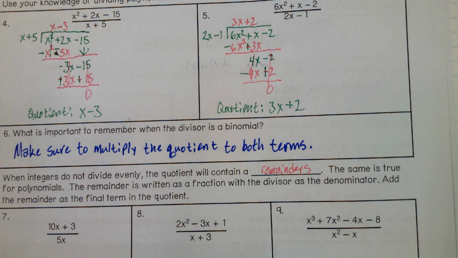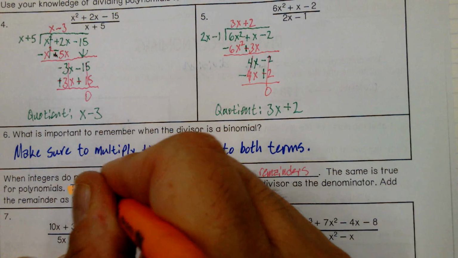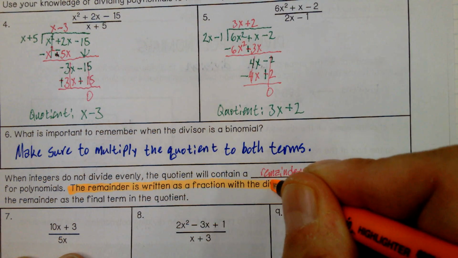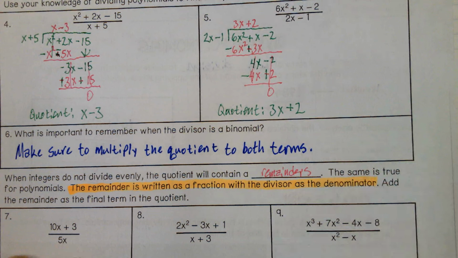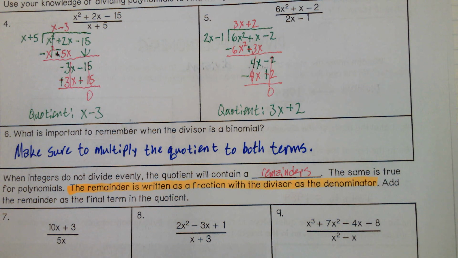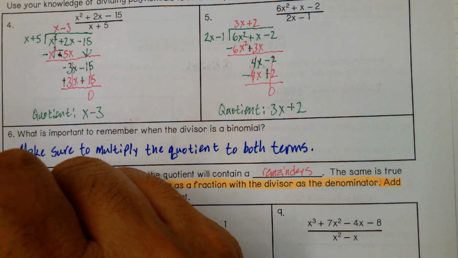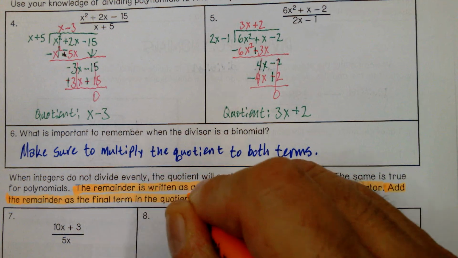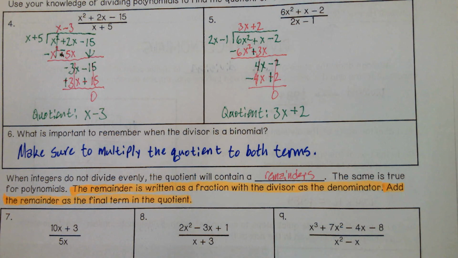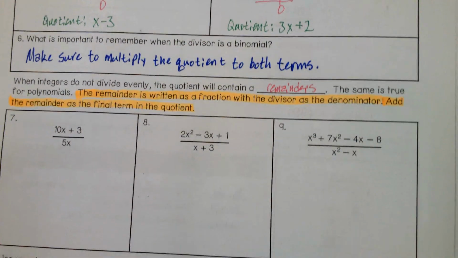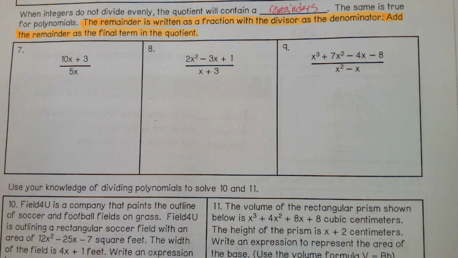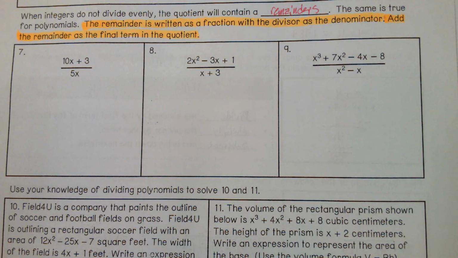The same is true with polynomials. The remainder is written as a fraction. So I'm going to highlight this. The remainder is written as a fraction with the divisor as the denominator. And then you add the remainder as the final term in the quotient. So these last two sentences tell us exactly what we're going to do on the next 3 examples. Okay? Let me push this up. All right, so here we go.